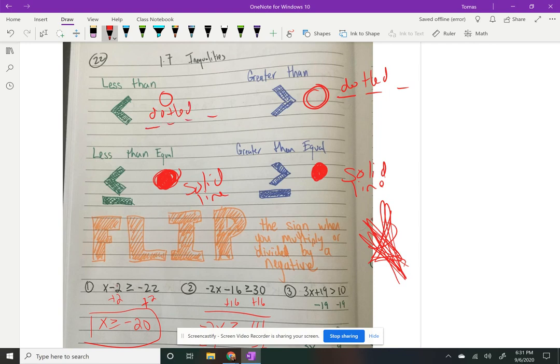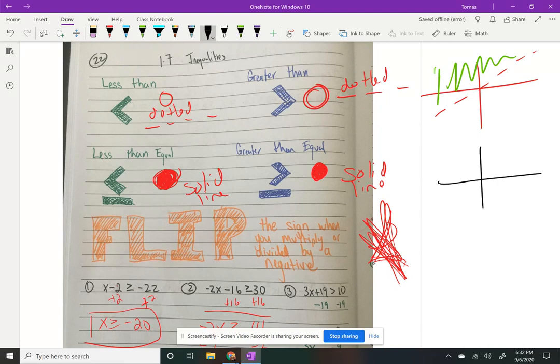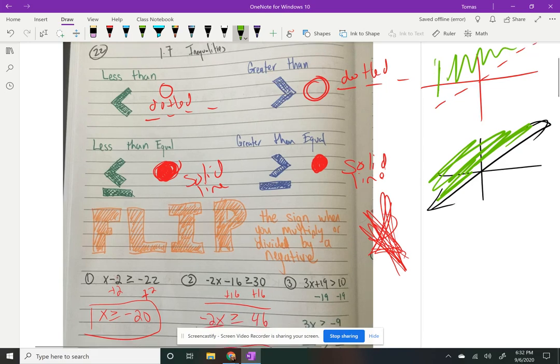So something that looks like this would look like this. If it was greater than or equal to, it would look like this. And say if it was greater than, we would shade the top, but with a dotted line. Now, if it was equal to, then we would have a solid line. And if it was greater than, then we include everything above it. Okay, so that's the only difference. All right.